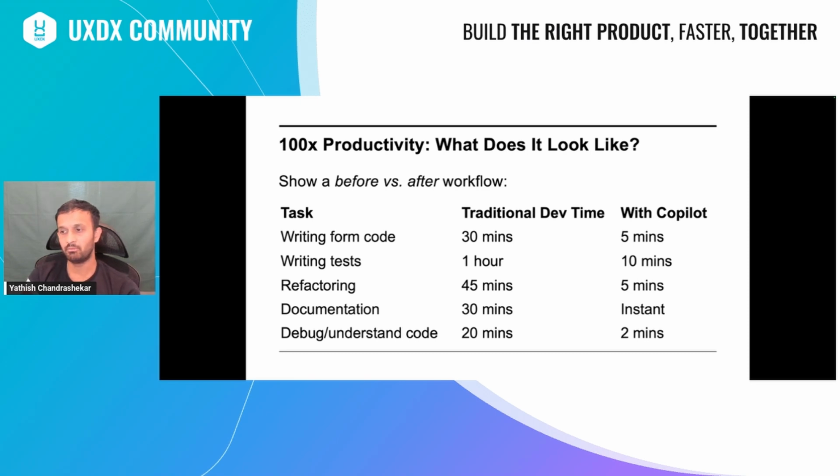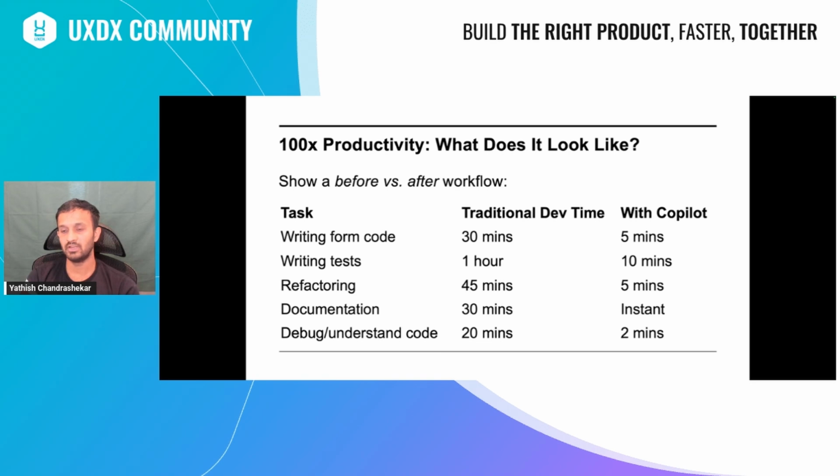Refactoring code is one of the biggest challenges developers or any engineers face. You need to understand what's going on with the existing code and refactor it manually. It can take up to 45 minutes to 1 hour. Now it can be done within 5 minutes. Documenting, again, means reading through the code, understanding it, and documenting it. But now it's instant.